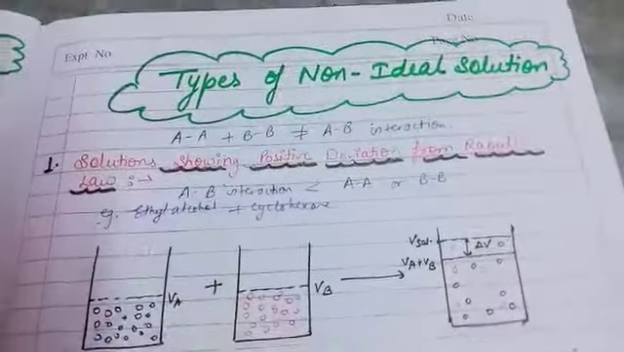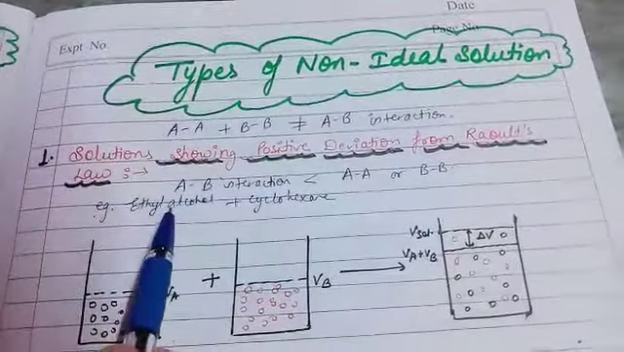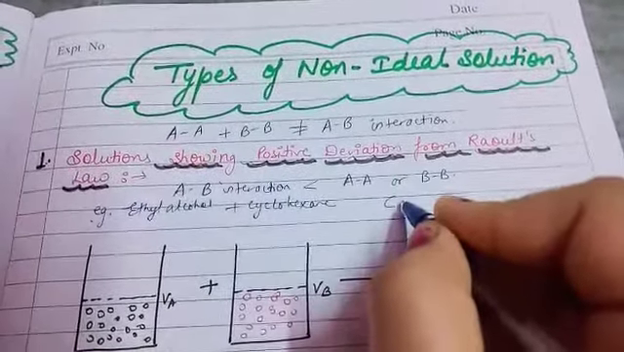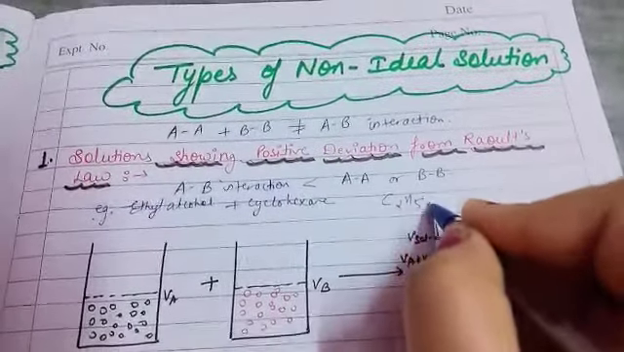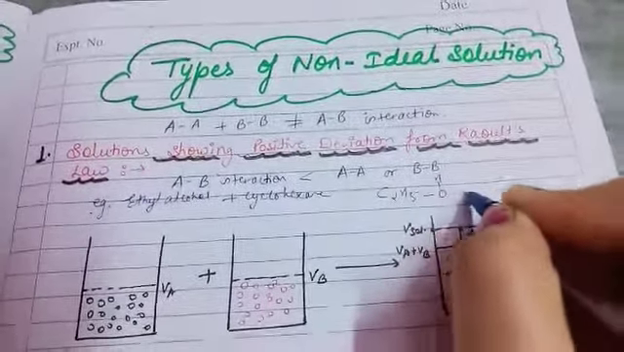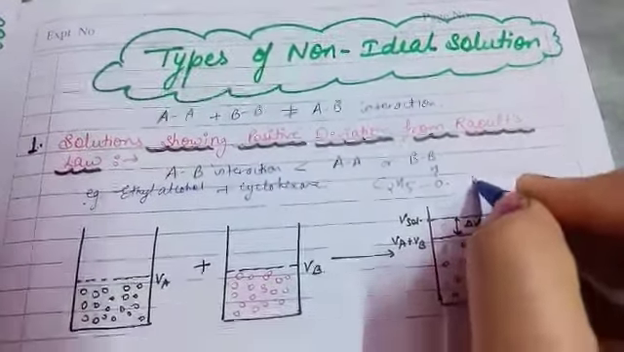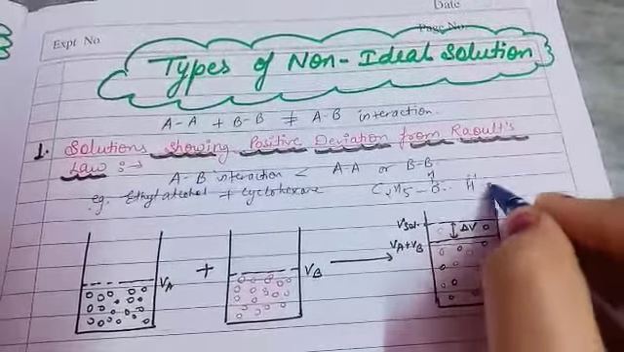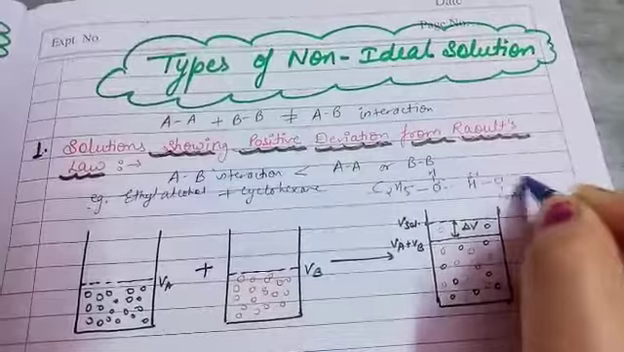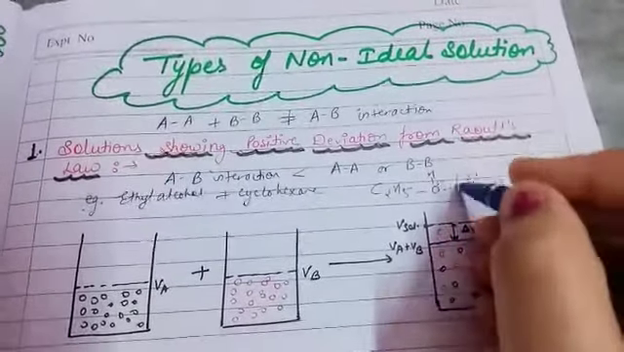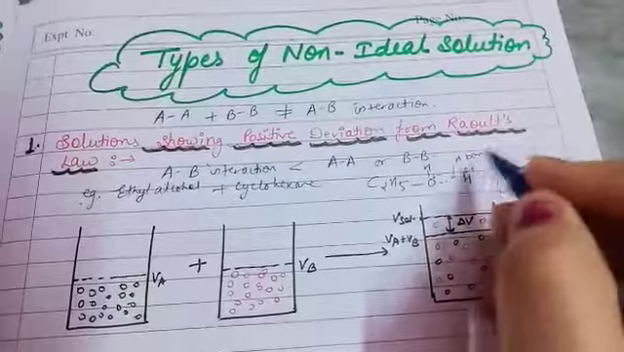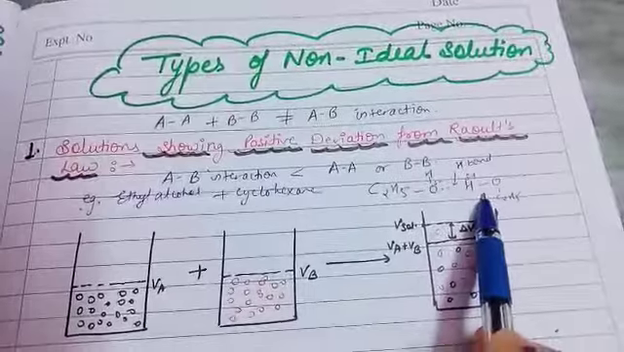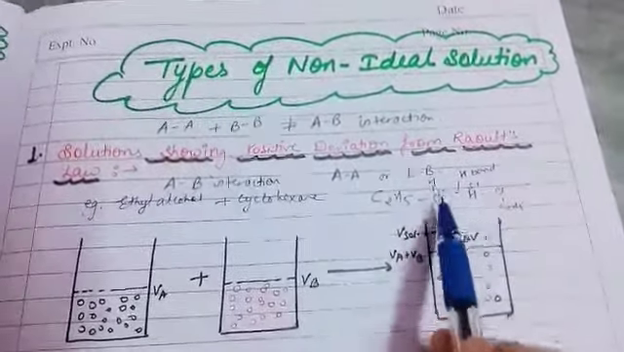In ethyl alcohol there is hydrogen bonding. If you draw the structure, this is C2H5, this is OH, and this is H. This one is partial negative, this one is partial positive, so the interaction between these two is a hydrogen bond, and this is a strong bond. Normally this interaction is strong until cyclohexane is added to it.